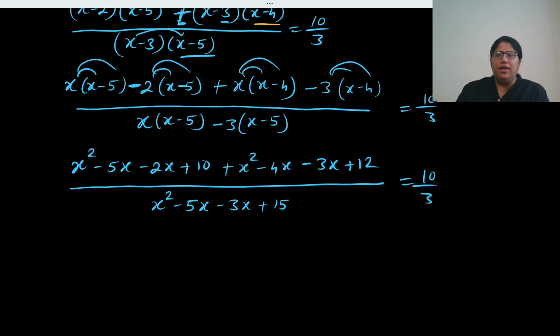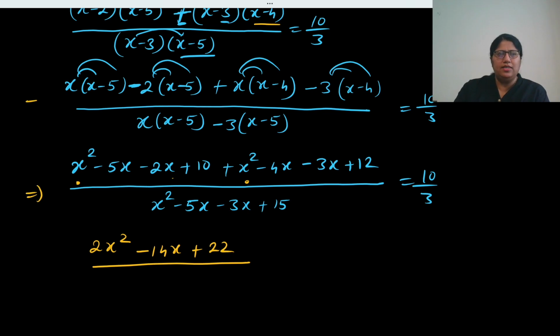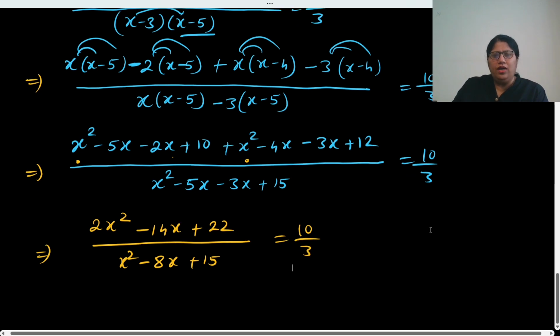Right, now add or subtract the like terms here. x square and x square will become 2x square. Then just add or subtract like terms based on their sign: minus 7x and minus 7x will become minus 14x plus 22. By the denominator, you can put the implied sign so that each term is differentiated here, right? x square minus 8x plus 15 equals 10 by 3, right? Now here, what do we do?